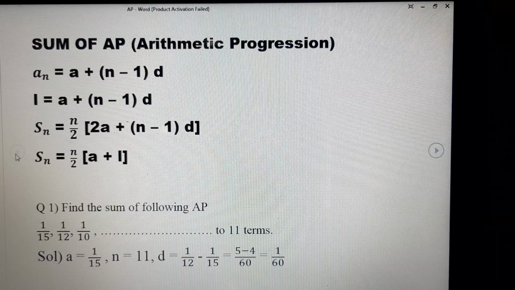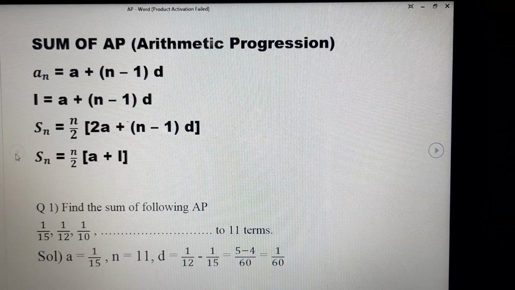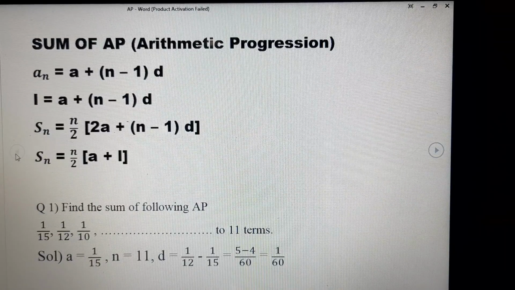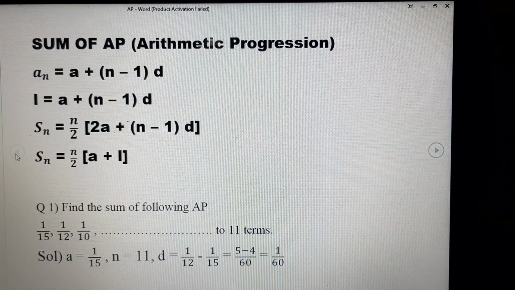Good morning, children. Today we are going to start with the topic sum of AP. AP means arithmetic progression. You have already studied in previous classes that AP is a series.